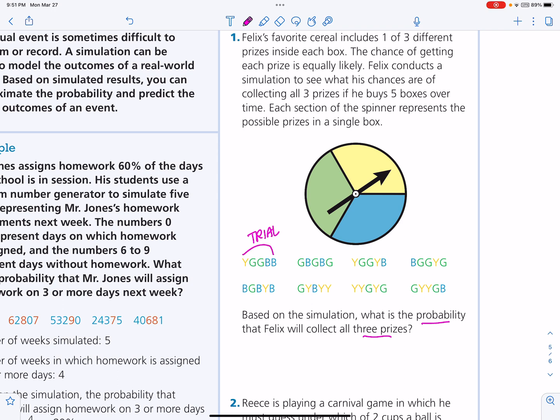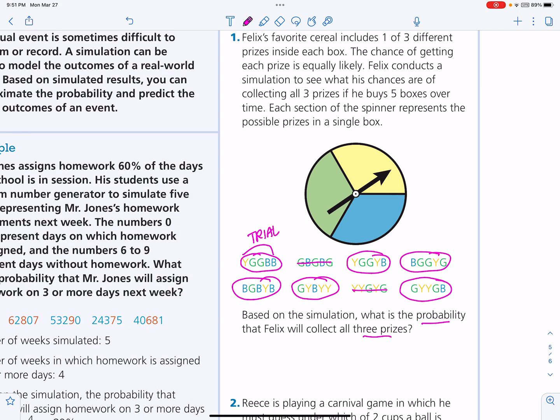Okay, and so we're looking at each trial set here and asking, in his little trial set of 5 boxes, did he get all 3 prizes? Well, yes, he did. So I'm going to start circling. No, he didn't. Yes, he did. Yes, he did. He got all 3. He got all 3. No, he didn't. And yes, he did. Okay.